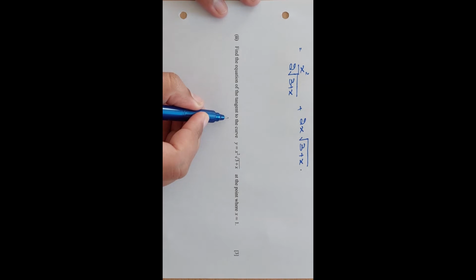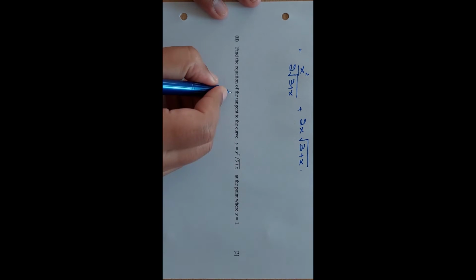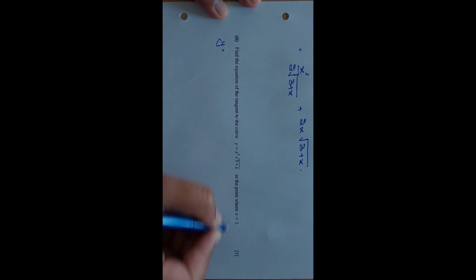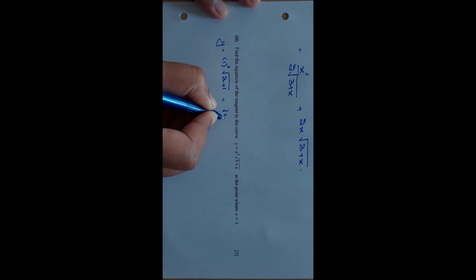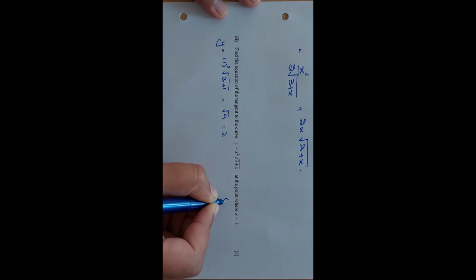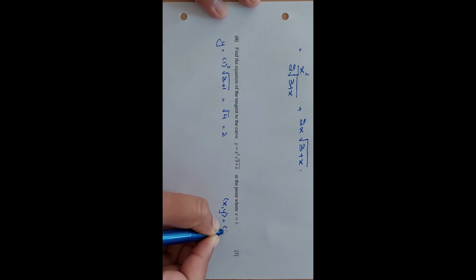Now for the second part, find the equation of the tangent to the curve at the point where x equals 1, right? So for the equation of the tangent to the curve, we need the point. So y equals, when x equals 1, we have 1 square times square root of 3 plus 1. 1 square is 1, square root of 3 plus 1 is square root of 4, this equals 2. So we have (x, y) equal to (1, 2), right? And we have to find the m value, m at x equals 1. So m is dy by dx at x equals 1.